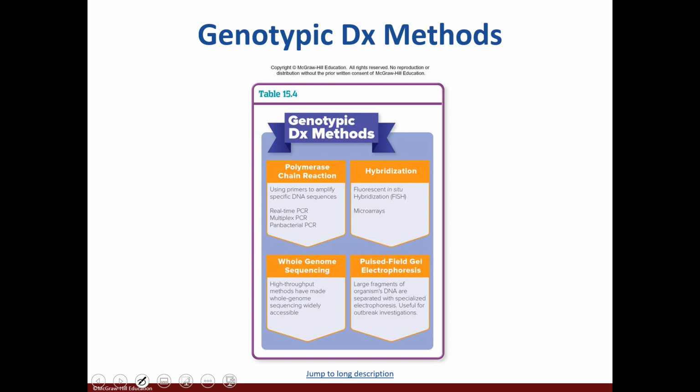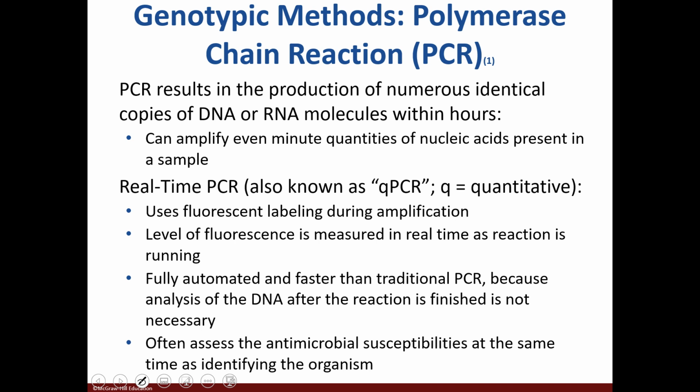Genotypic methods include PCR, hybridization, whole genome sequencing, along with PFGE. PCR, as you may remember, is like a Xerox machine that can make copies of DNA or RNA in a short period of time. Real-time PCR uses fluorescent tags that reveal amplification as it's occurring. It does not require analysis following the reaction. Not only can it identify a microbe, but it can also determine antimicrobial susceptibilities.